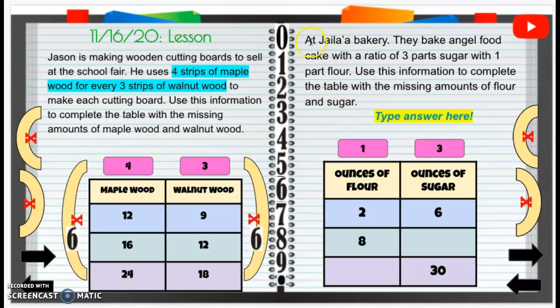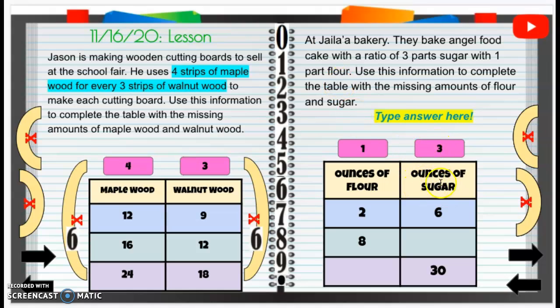Awesome. Let's take a look at this one. So at Jayla's Bakery, they bake angel food cake with a ratio of 3 parts sugar with 1 part flour. Use this information to complete the table with the missing amounts of flour and sugar. So here we do have this one filled out. So at the top we have 3 parts sugar with 1 part flour.